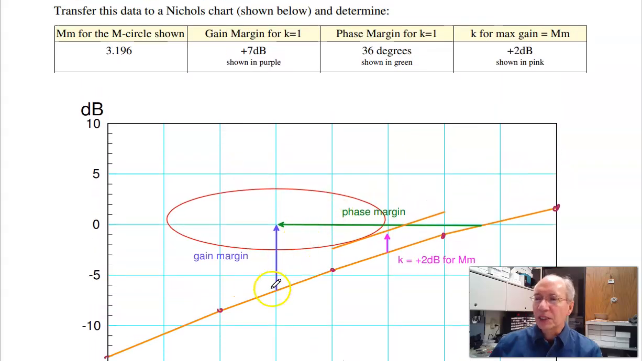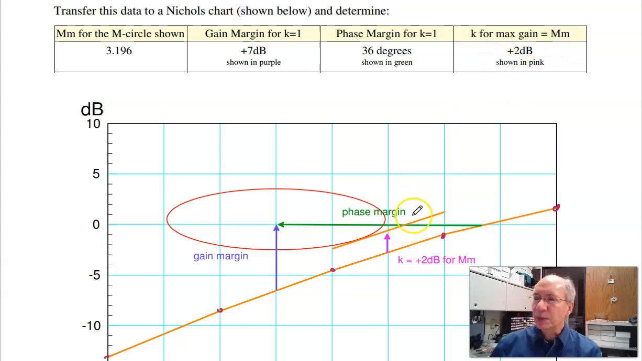To get the gain margin: the gain margin is how much can I crank up the gain until I go unstable. That's this distance. That's about 7 dB. The phase margin is how far can I shift it left until I go unstable. That's this distance. That's 10, 20, 30, 36 degrees.